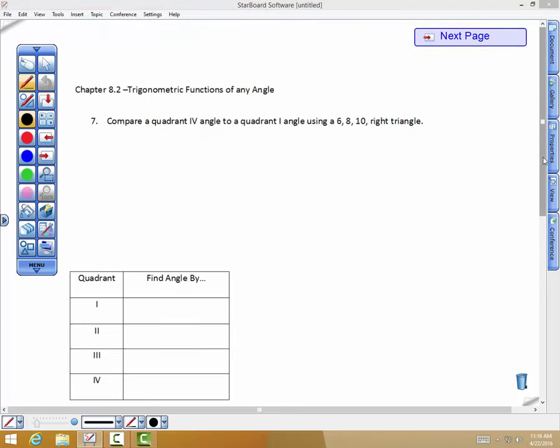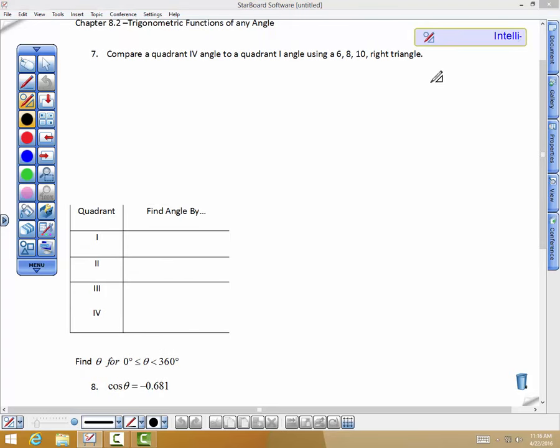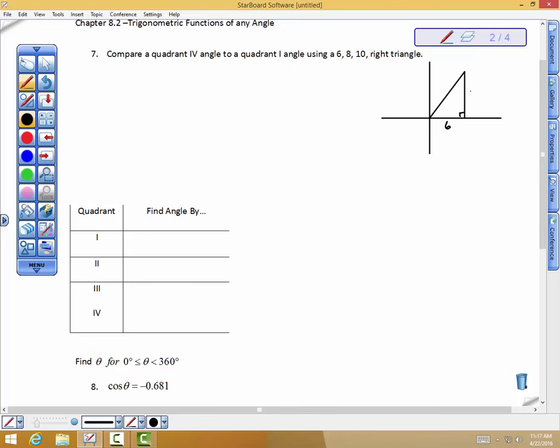Let's go ahead now and do this again with an angle in the first quadrant and an angle in the fourth quadrant. So I'm going to draw in the rectangular coordinate system a 6, 8, 10. I'm going to go to the right 6, up 8, and then draw the hypotenuse of 10. Drop the right perpendicular line to the x-axis so that I have a right angle, and then put in the leg of 6, the leg of 8, and the hypotenuse of 10.